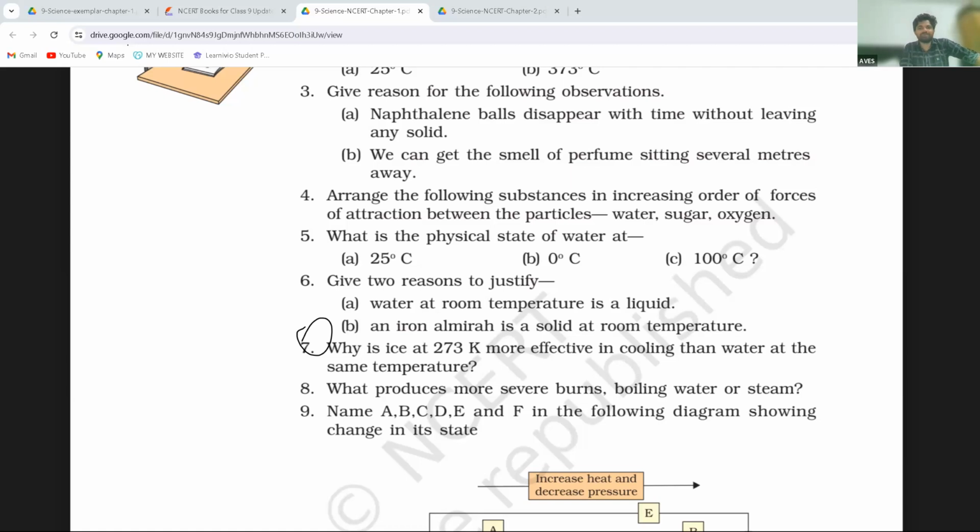Hey, wow. Aisha, you got 9.5 out of 10 in chemistry. Very good. Proud of you, beta.